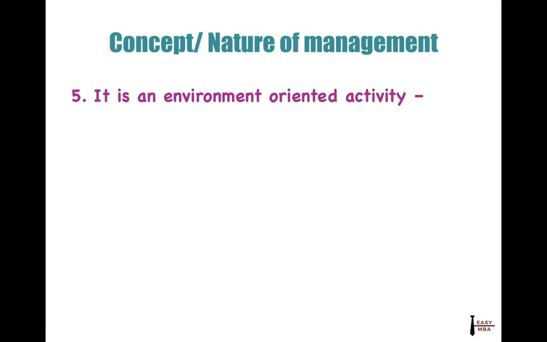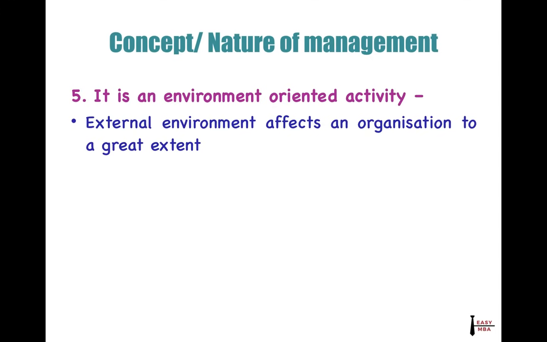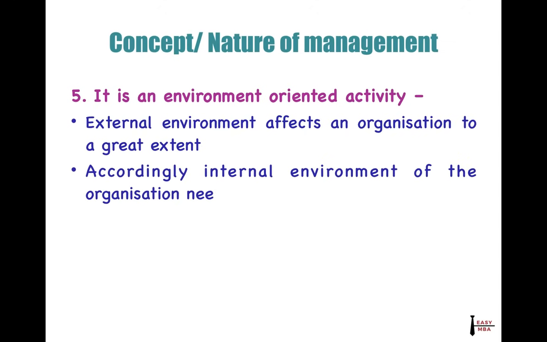Now, the fifth nature of management is that it is an environment-oriented activity. As we have already discussed, an organization's management cannot work in a closed system. That is, we cannot work as an individual system without interacting with our environment. Every organization has to be an open system. It has to interact with its environment, the internal environment as well as the external environment. The external environment, which is PESTEL, political, ecological, economical, socio-cultural, technological, and legal, affects the organization to a great extent, and the organization doesn't really have direct control over these factors. But the internal environment can be managed, and the organization needs to manage it because it can be directly influenced or controlled by the organization. In the environment, we include all the factors like our suppliers, competitors, consumers, and all the stakeholders.